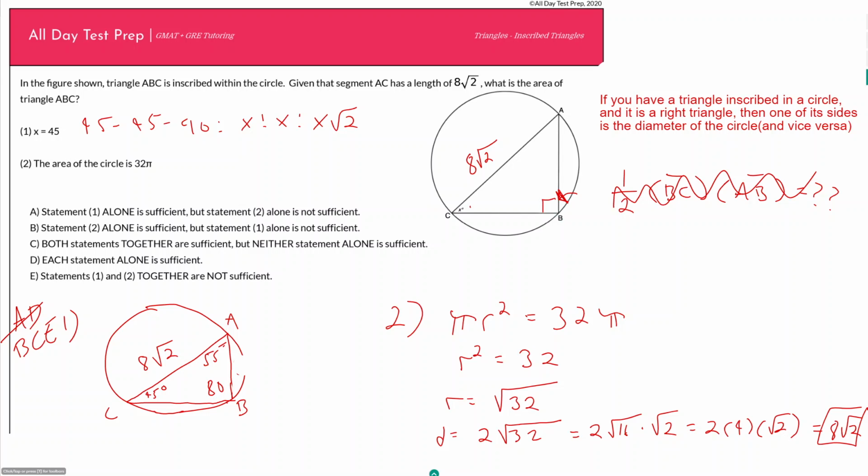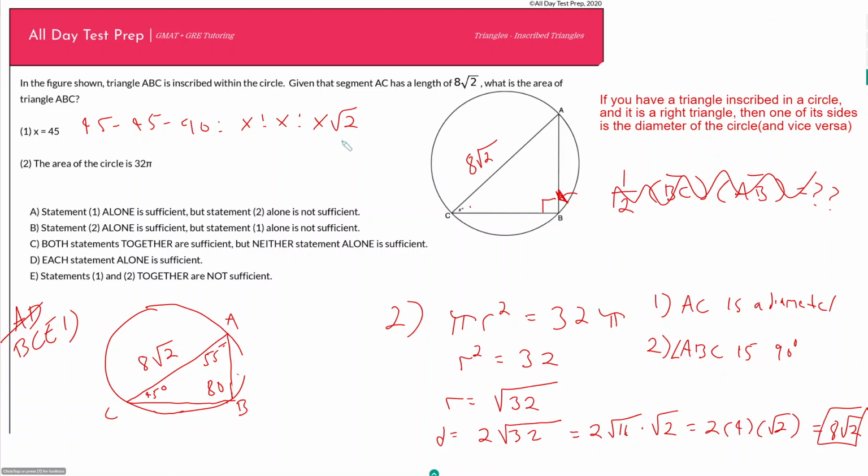And so, excuse me. So statement 2, if I want to write out what it is actually telling us, is telling us two things. AC is a diameter, and angle ABC is 90 degrees. So we can fill that in here.